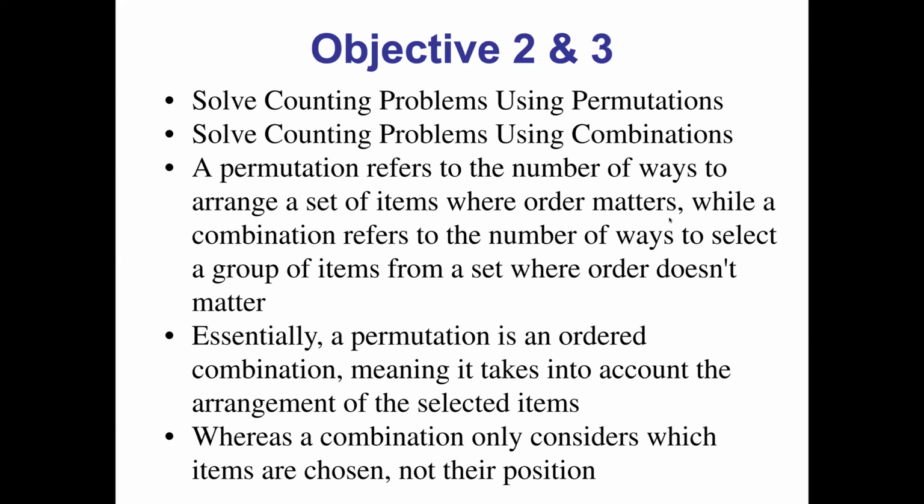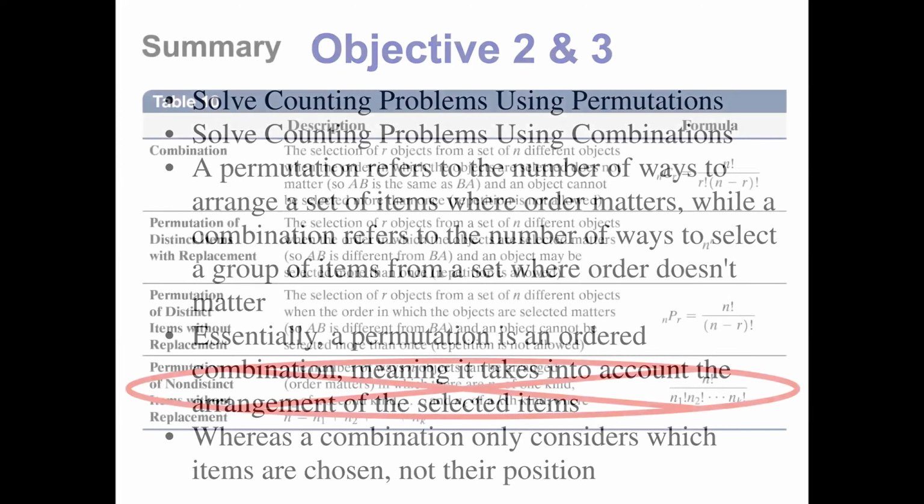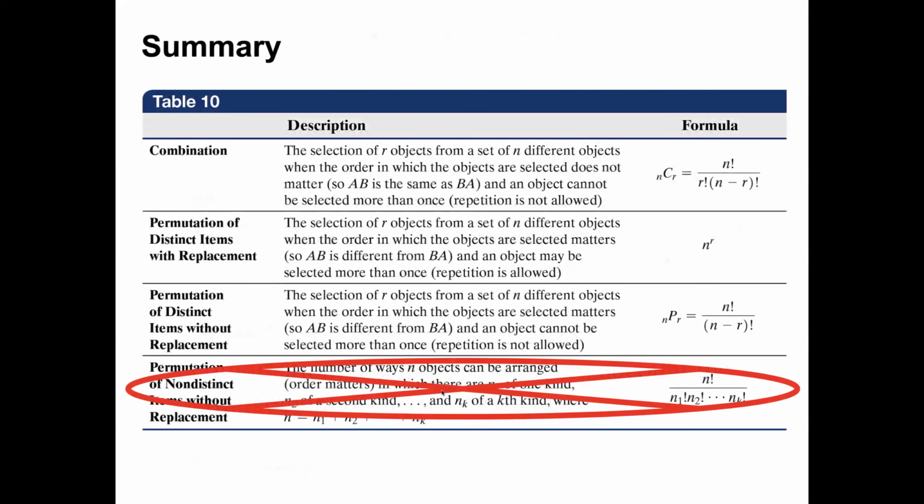Okay, so essentially what we think of as a permutation is ordered, because order matters in a permutation. A permutation is just an ordered combination. A combination doesn't consider position or order at all. So that's summarizing how we do counting with combinations and permutations. Any questions? Okay. We didn't do this last section.